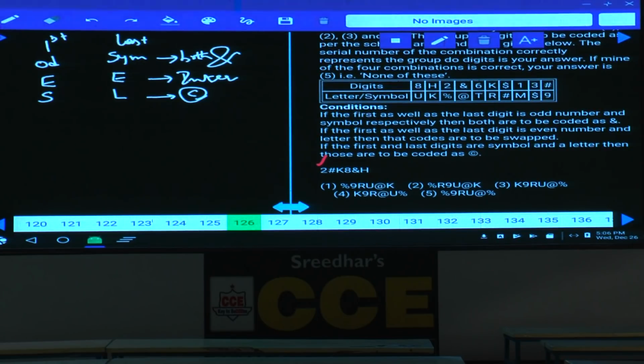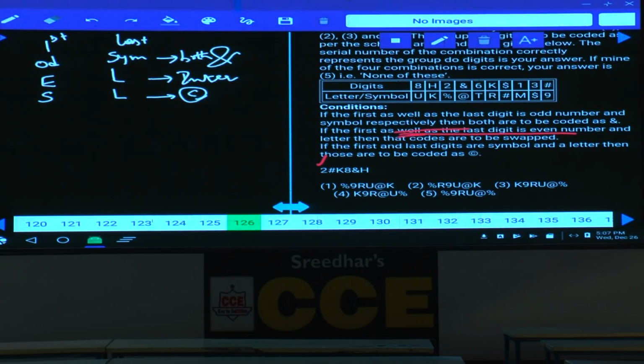Odd and symbol? Tell me, which condition does it come under? The first one is even and the last one is a letter. Sorry, the word 'as well as' should not be here. The first is an even digit and the last is a letter. Even and a letter: second condition.